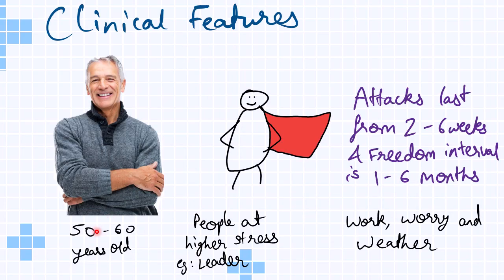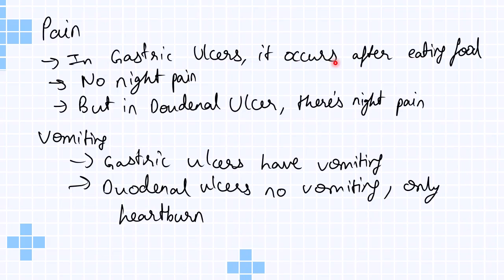Peptic ulcer commonly affects people 50 to 60 years old. It also affects people with higher stress, for example, a leader. Attacks usually last from 2 to 6 weeks, and the freedom interval is between 1 to 6 months. In gastric ulcers, pain occurs after eating food and there's no night pain, whereas in duodenal ulcer, there's night pain. This is an important point that you should note down.